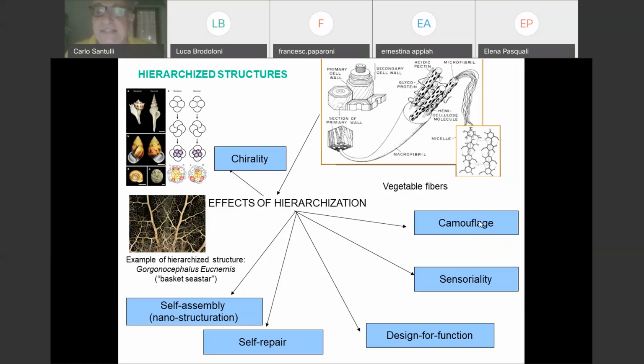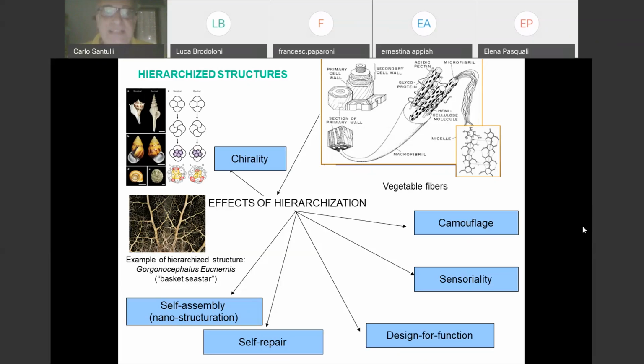Having said that, nature has also a different approach in terms of building materials, because it builds materials into a hierarchization process and philosophy, which is a trick that allows nature to confer to materials and to structures a number of properties which we are not able so far in most cases to obtain.